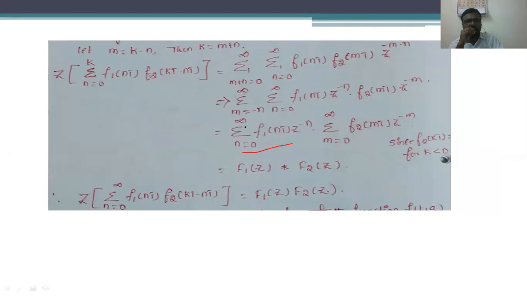That is sigma n equal to 0 to infinity f1 of nt into z power minus n, and sigma m equal to 0 to infinity f2 of mt into z power minus m. That means the Z transformation for the convolution of functions f1 of t and f2 of t can be taken as F1 of z multiplied with F2 of z. This is about the convolution.